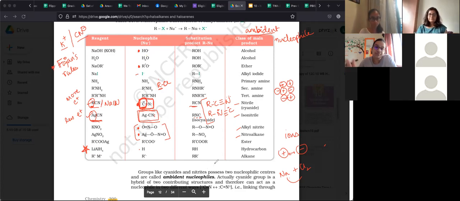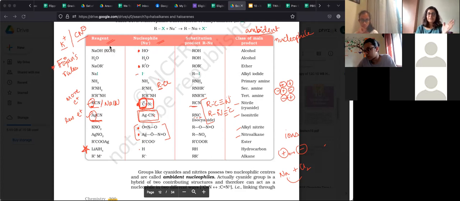That is the reason I pointed out this table. This is a very good table. It is clearly telling you, okay, this reagent was used, so what nucleophile is being formed. When you use NaOH or KOH, this outright splits into Na plus OH minus, K plus OH minus. That's why your OH minus happens to be the nucleophile.